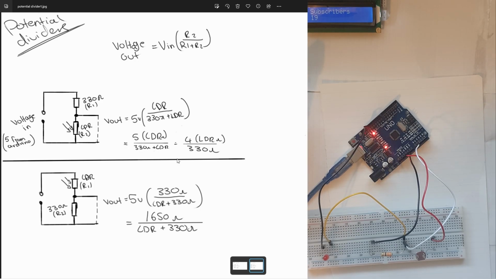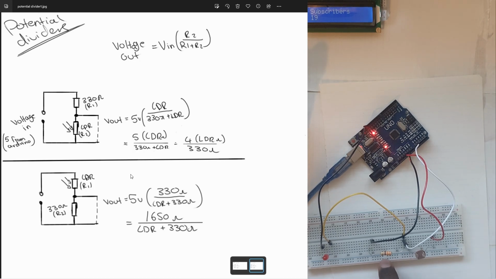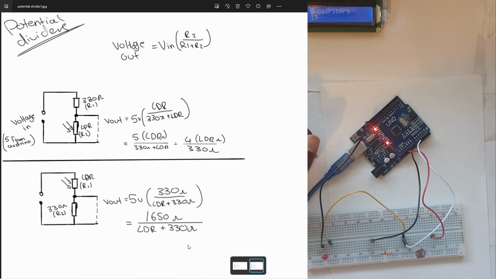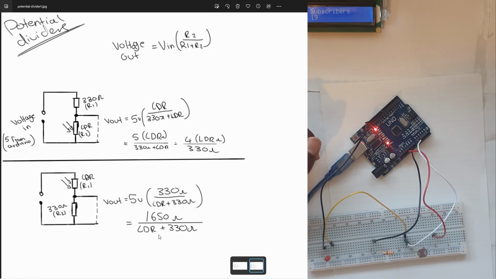Now in our second arrangement, we have the LDR as R1 and our 330 ohm resistor as R2. If you were to substitute everything into the formula, it looks like this, where voltage out is equal to 1650 divided by the resistance of the LDR plus 330 ohm. And since the value of the LDR is on the denominator, the bottom of the fraction, we know that the relationship between the voltage out and the LDR is inversely proportional.